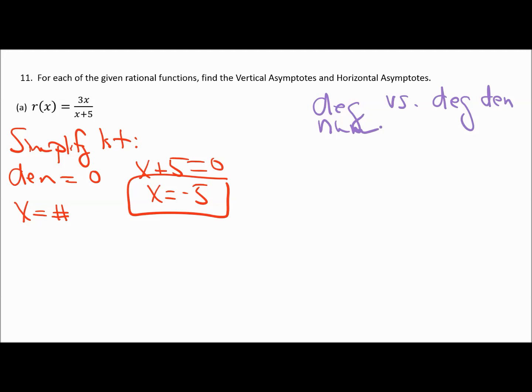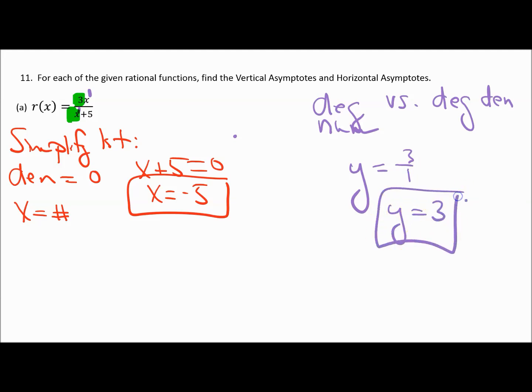Well, in this case, these degrees match. I have a degree 1 in the numerator. I have a degree 1 in the denominator. So automatically I say y equals the leading coefficient of the numerator, which is 3, divided by the leading coefficient of the denominator, which is 1, so 3 over 1, or y equals 3. And we'll have a bunch of problems to continue this process with.